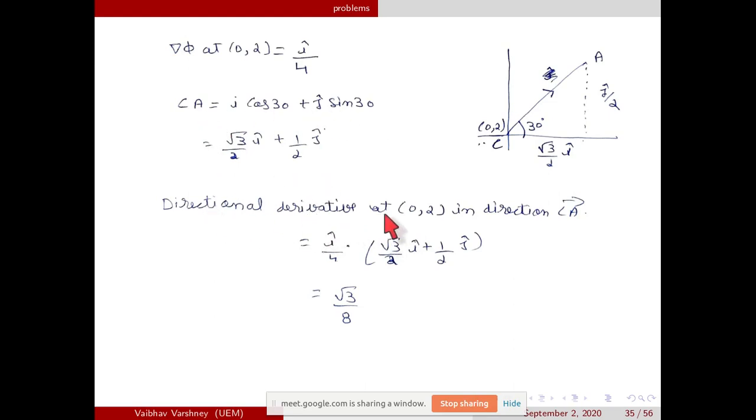So the directional derivative at (0, 2) in direction of this vector will be i cap by 4, which is our del phi, dot our vector, which is root 3 by 2 i cap plus 1 by 2 j cap. And if you do the dot product, only the x component remains, it will be root 3 by 8. So this root 3 by 8 is the directional derivative of phi at (0, 2), making an angle of 30 degrees with the positive x axis. Any problem in this point? Not understood. Okay.